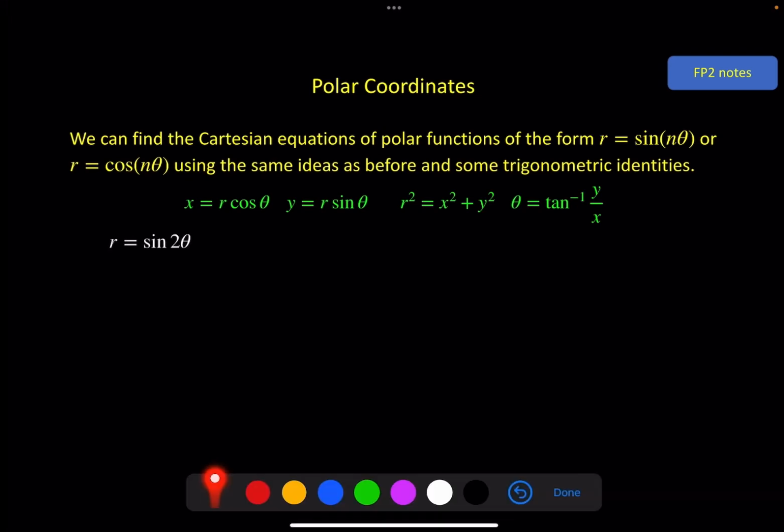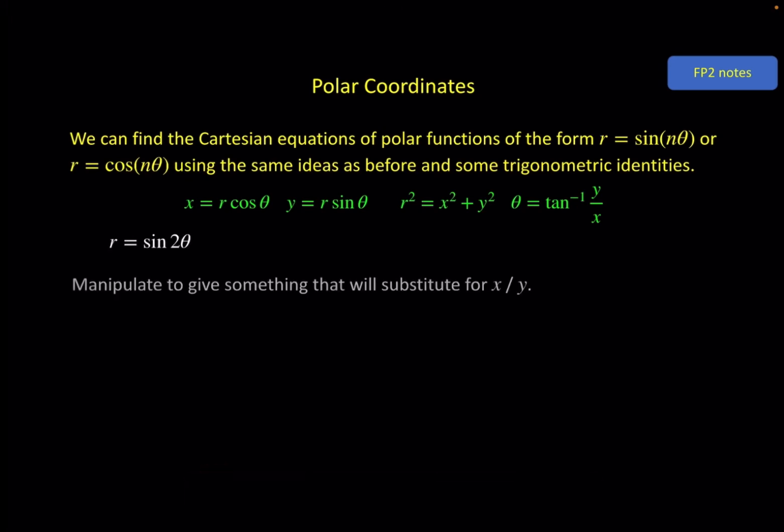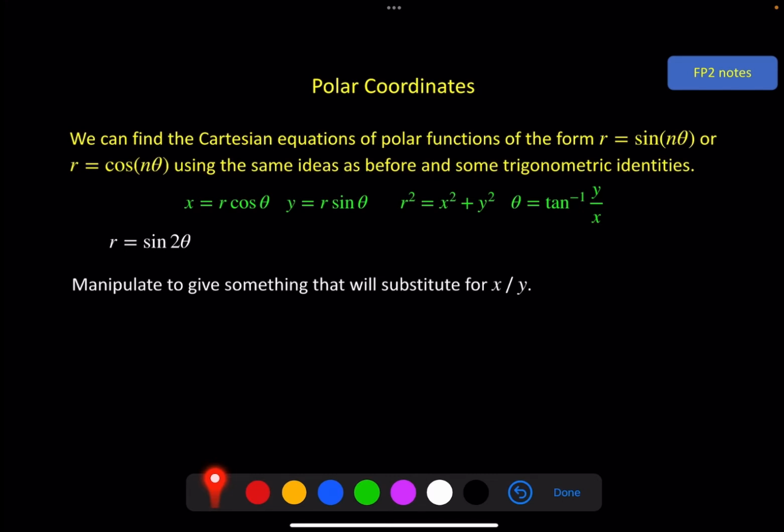So for example, r equals 2 sine theta. First thing we should do is to manipulate this to give us something we can substitute for x or y. So initially we're going to use an identity here. R is equal to 2 sine theta cos theta, using the double angle formula. And then because I don't have r sine theta, just sine theta, I'm going to multiply by r. But I'm also going to multiply by another r here to get r cos theta.